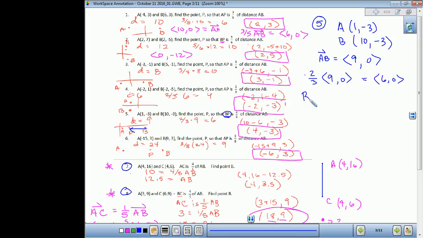So we're going to have to do B minus that 2/3 vector AB, which in our case, B is the point 10, -3, and we're subtracting that. So we get the point P is 4, -3. That's why I would only get the Y part right. Yeah, number 2 did that too. So when you found 5, 6, you had to subtract it from B.